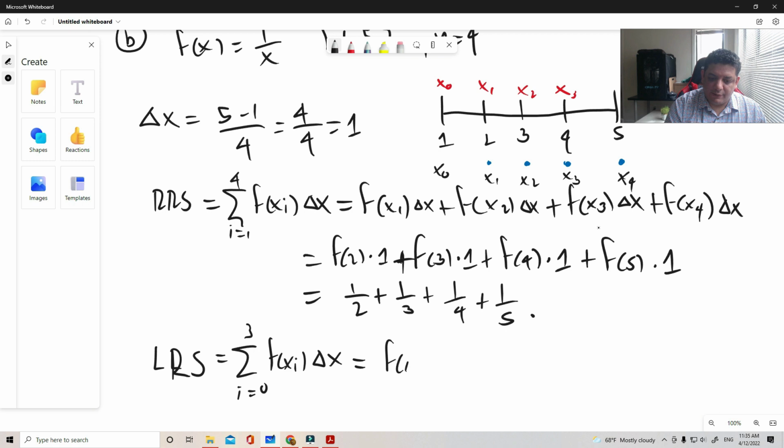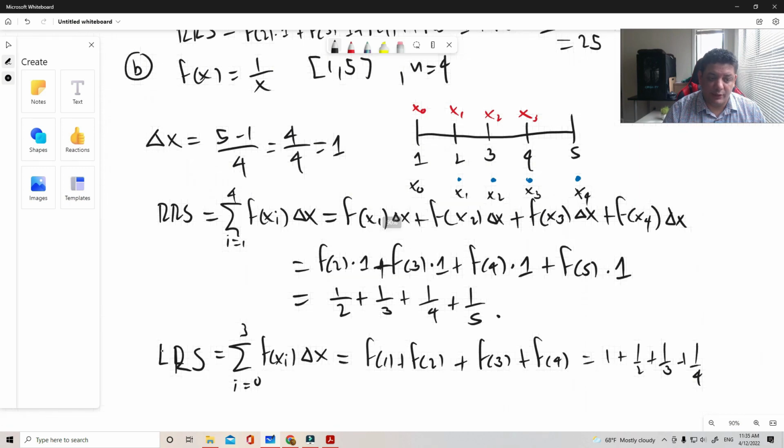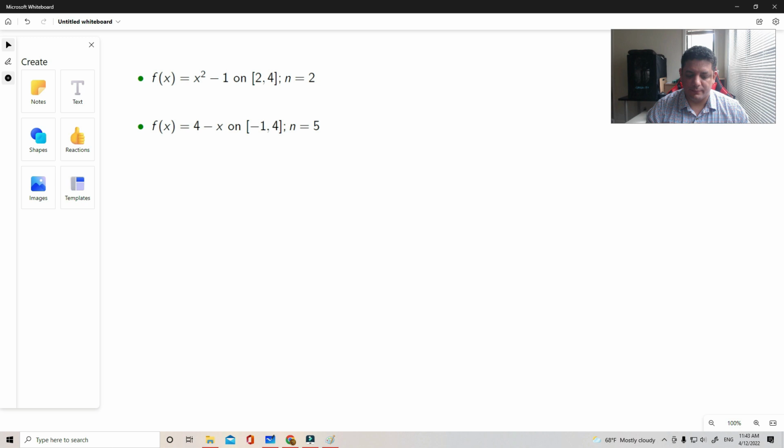And it will be f of 1 plus f of 2 plus f of 3 plus f of 4. So 1 plus 1/2 plus 1/3 plus 1/4. That'll be my Riemann sum, my left and right Riemann sum for this function f of x equals 1 over x.